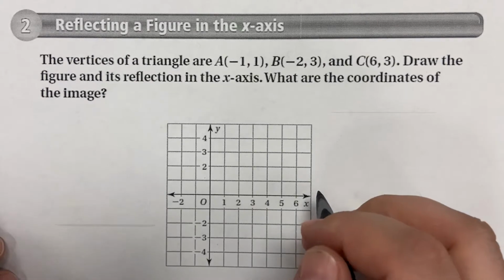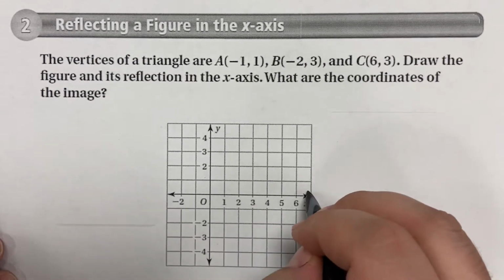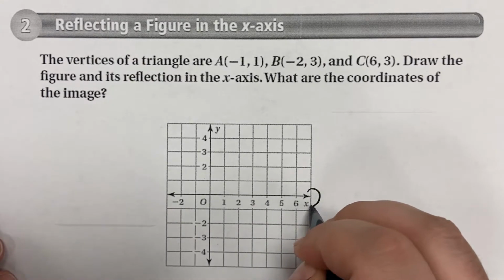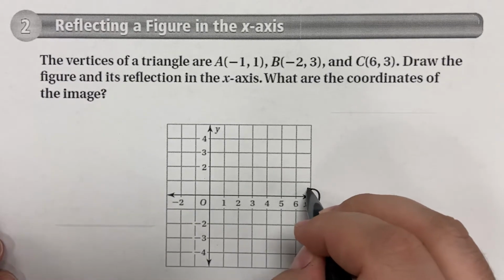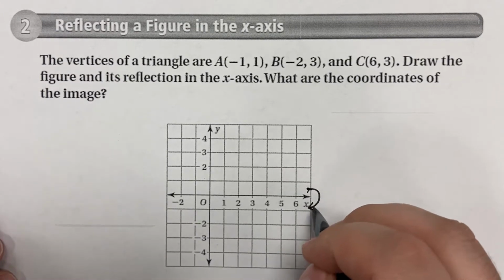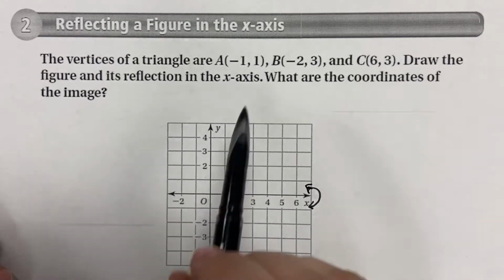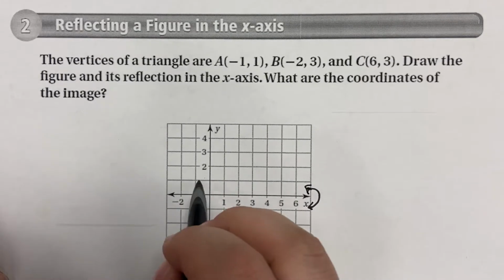What that means is wherever this image is, we're going to be flipping it around the x-axis. So wherever it is, if it starts up top, it's going to end up below. If it starts below, it's going to end up top. So let's see where it is. -1, +1.